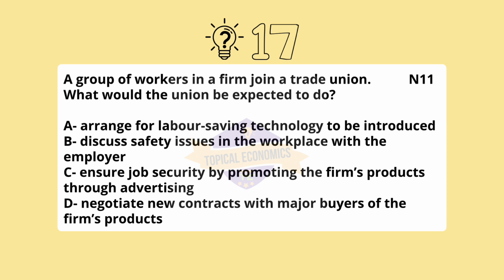So here, trade unions are primarily focused on advocating for their members' rights, which includes addressing workplace safety. So they negotiate with employers on behalf of the workers to improve conditions and ensure a safe working environment. Arranging for labor-saving technology or promoting products is typically outside their scope, and negotiating contracts with buyers is more related to the management side. So the answer for this question will be option B, that is discuss safety issues in the workplace with the employer.